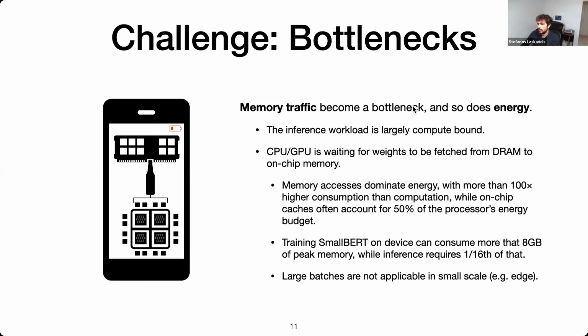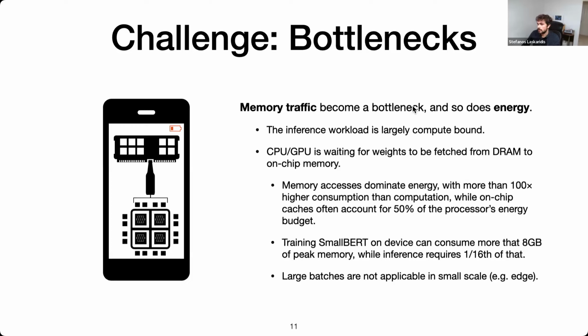A second problem that we have is memory becoming a bottleneck. Effectively, the inference workload of foundation models, including large language models, is largely memory bound. This means that effectively the CPU or the GPU is waiting for weights to be fetched from the off-chip memory into the on-chip memory, the off-chip memory being DRAM. And this is very costly, both in terms of latency and in terms of energy.